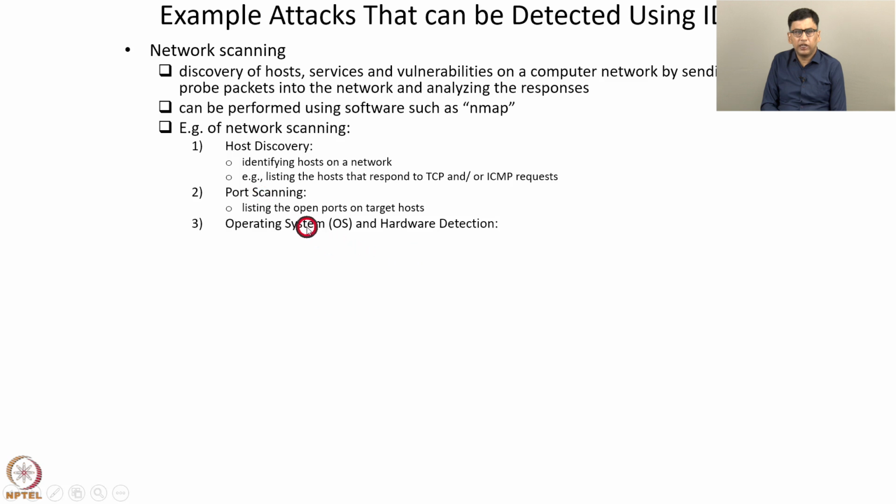Then another example of network scanning is operating system and hardware detection. The attacker can determine the operating system and hardware that is deployed in hosts. So again, the attacker can send some probe request packets into the network, and by analyzing the responses, it can find out which operating system and hardware is deployed in the host.